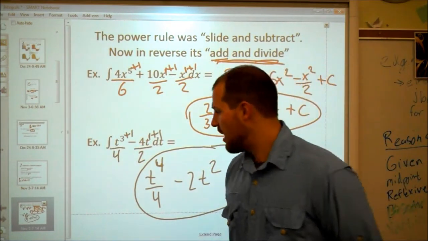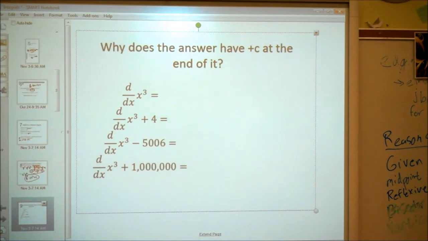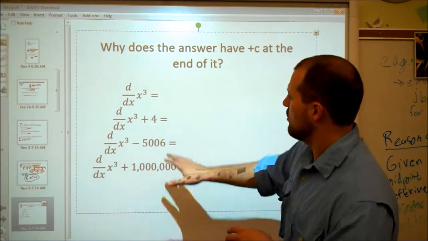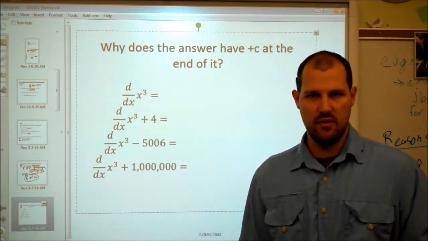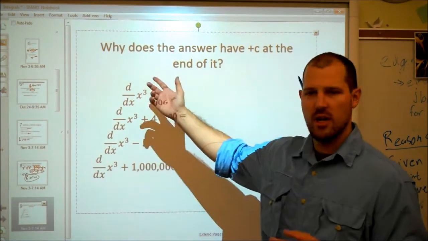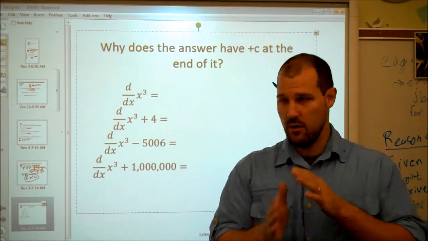Let's talk a little bit about why that c has to be there. The way I want to do that is I want to think with you about some derivatives. I think this is going to be an accessible way to understand it. So if you had to take the derivative of these, and if you want to pause the video and try it, that would be awesome. The way you would do that is you would slide and subtract. And notice d dx, that means derivatize. We're taking a derivative. Okay?